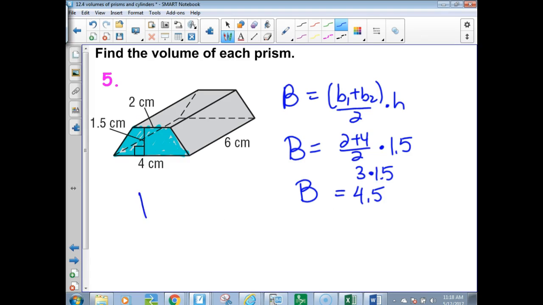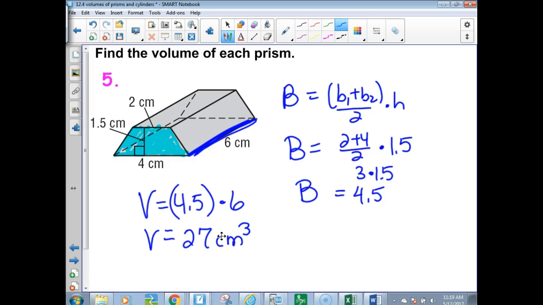Now, the volume is the area of the base, 4.5, times the distance between the bases, which is 6. So that'd be 27 cubic centimeters.